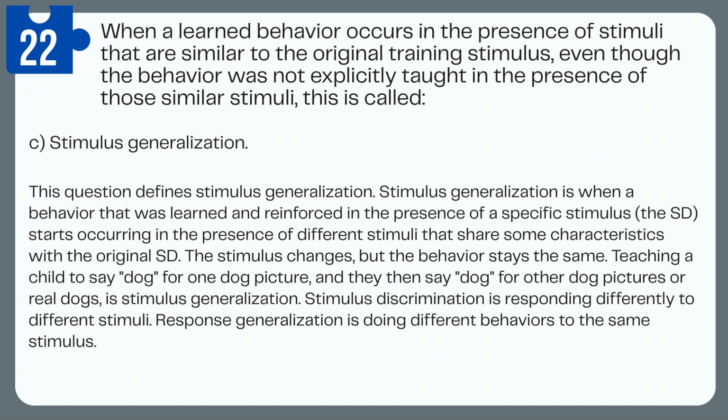Answer: C. Stimulus generalization. This question defines stimulus generalization. Stimulus generalization is when a behavior that was learned and reinforced in the presence of a specific stimulus, the SD, starts occurring in the presence of different stimuli that share some characteristics with the original SD. The stimulus changes, but the behavior stays the same. Teaching a child to say dog for one dog picture, and they then say dog for other dog pictures or real dogs, is stimulus generalization. Stimulus discrimination is responding differently to different stimuli. Response generalization is doing different behaviors to the same stimulus.